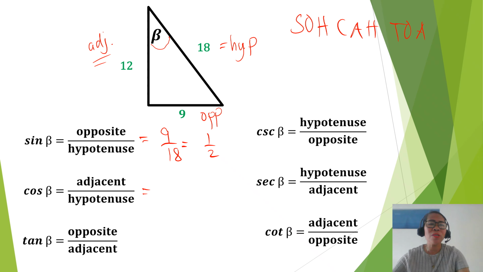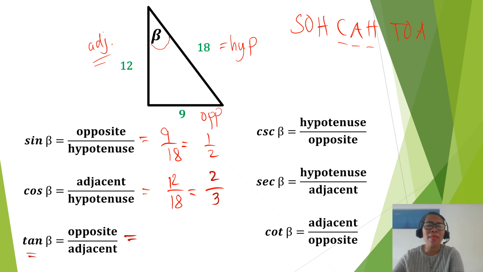The next is cosine beta. So the cosine beta is expressed as CAH, adjacent over hypotenuse. So adjacent, where is adjacent? So the adjacent side is 12, the hypotenuse is 18, and this can be reduced by dividing by 6. 12 divided by 6 is 2, and 18 divided by 6 is 3. So 2/3 is the simplest form of cosine beta, while opposite over adjacent for tangent.